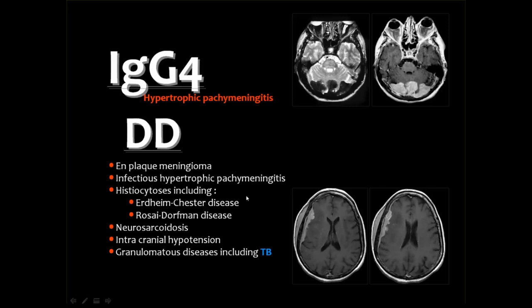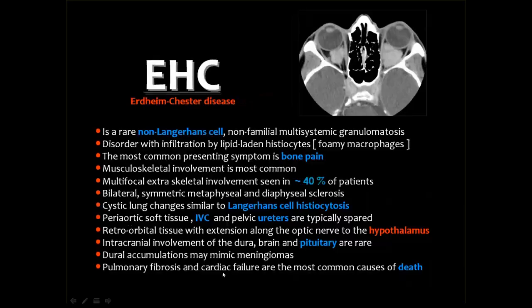Meningitis is differentiated from meningioma en plaque, infectious hypertrophic meningitis, and histiocytosis, including Erdheim-Chester disease and Rosai-Dorfman disease. I will mention some words about both diseases. Neurosarcoid and intracranial hypotension, I will also mention something about it. Then granulomatous diseases, especially TB.